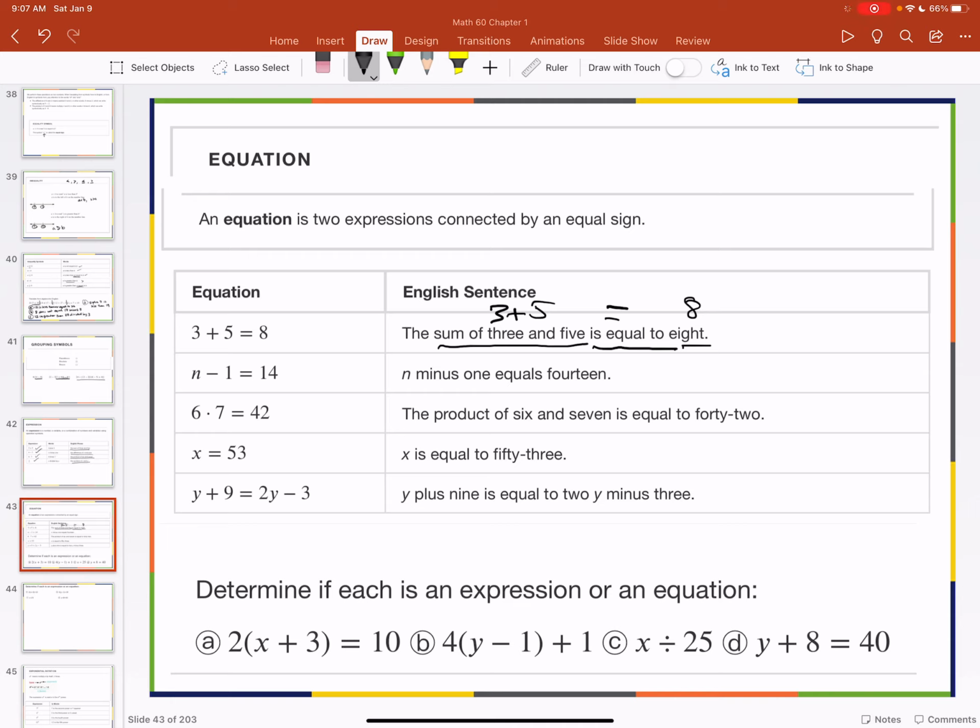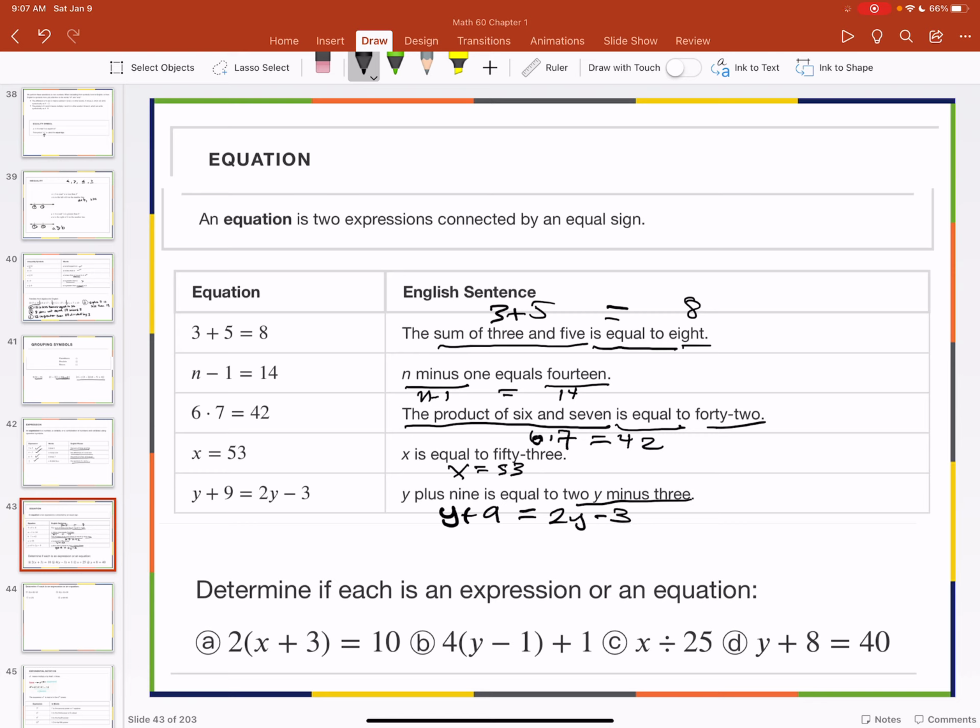And then here, n minus 1 equals 14. So n minus 1 equals 14. The product of 6 and 7, so 6 times 7, is equal to 42. X is equal to 53, so x equals 53. And then y plus 9 is equal to 2y minus 3. So y plus 9 is equal to 2y minus 3.